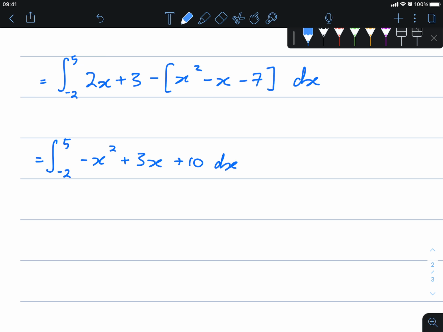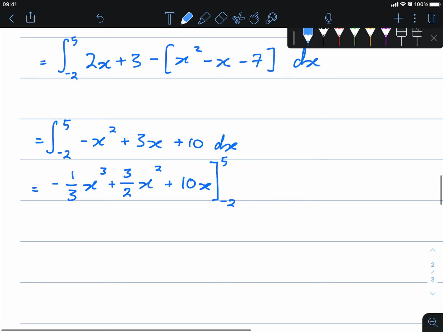So let's just evaluate this now. Increasing the power by 1, dividing by the new power, and don't forget the current coefficient that it has. Plus, increase the power by 1, so it's going to become x squared, divide by the new power, not forgetting the current coefficient. With constants, you just plop on a variable to it, along the interval negative 2 to 5.